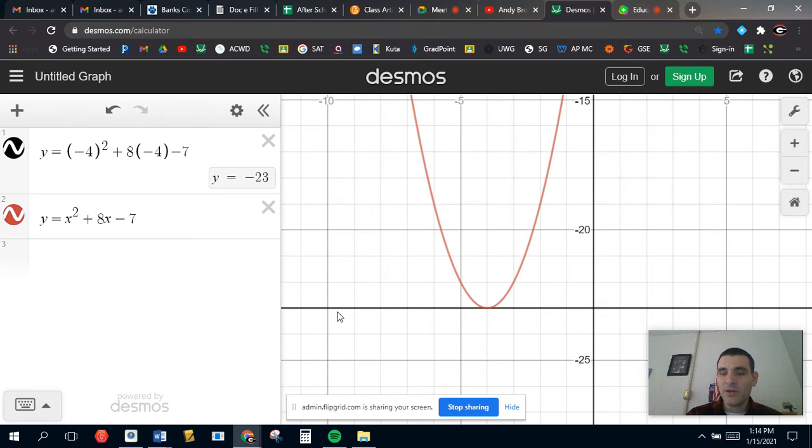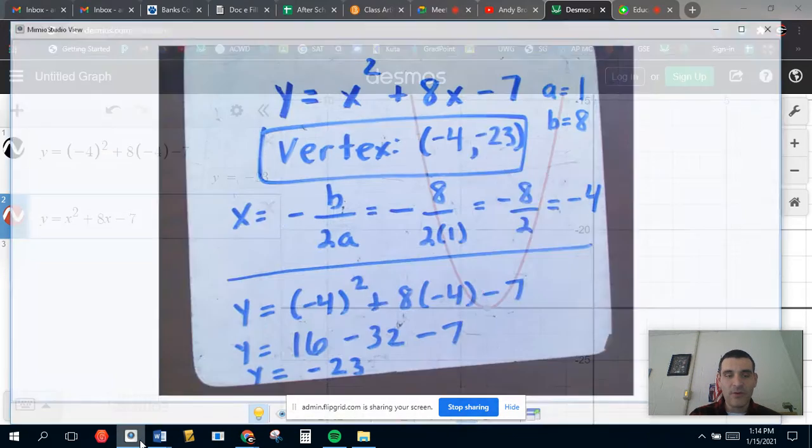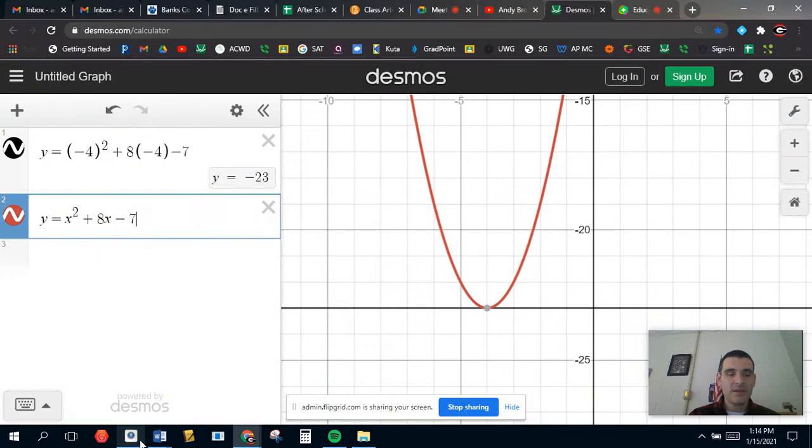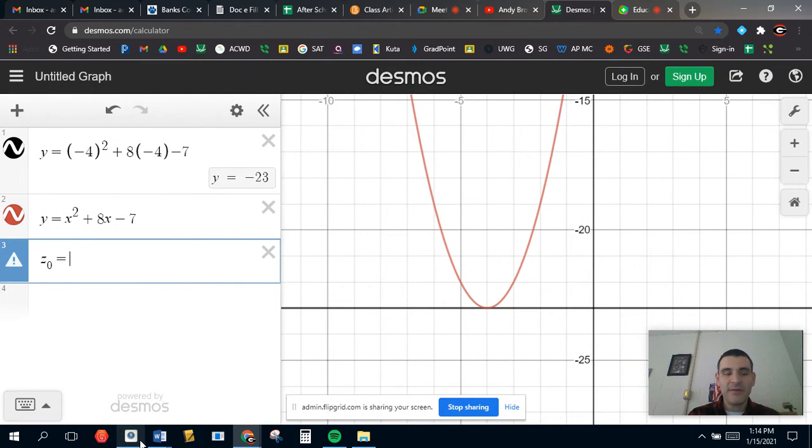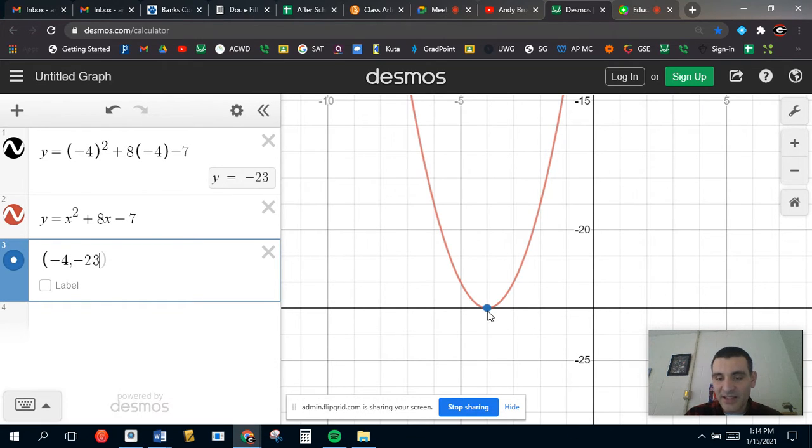Okay, we said that it was, just to show you, negative 4, negative 23. So let's go back to that. Negative 4, negative 4, negative 23. So you can see that blue dot is in fact the vertex. And so Desmos can be used to check, and this also kind of reminds you of what you're doing here. You're finding the bottom of the graph, or in some cases the top of the graph, based on a formula.